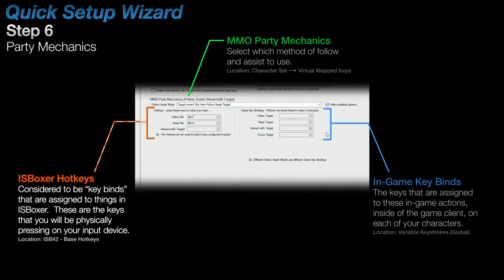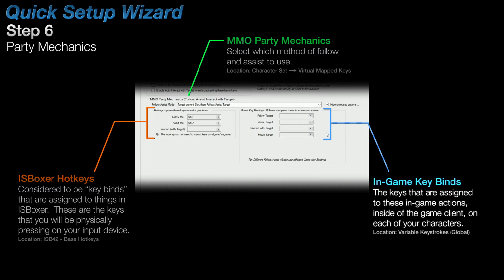On the left is the hotkeys section, and these are the hotkeys, or ISBoxer keybinds, if you will, that you will be physically pressing to send certain keys to the game, while the ISBoxer keymaps toggle is enabled. To the right is the game keybinding section, and this is where you would assign the keys that you're using in-game to perform these particular actions. And the layout of this section may change slightly based upon the follow and assist mode that you choose. So let's talk about them.